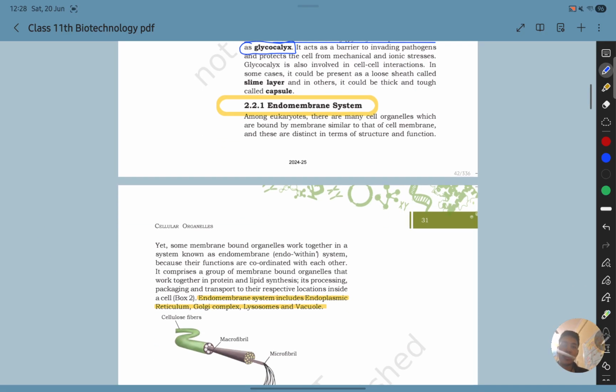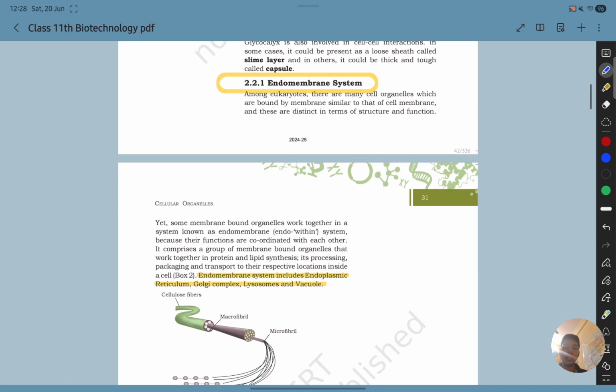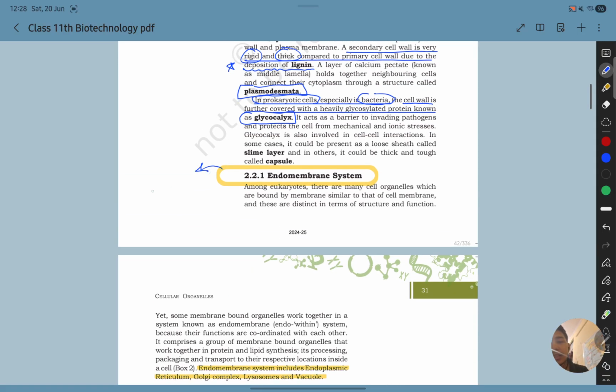Now we are moving to our next topic, the endomembrane system. So what is the endomembrane system? The endomembrane system is simply the organelles which have a membrane-bound structure. Prokaryotes do not have any well-defined membrane-bound organelles. In a cell, the organelles are in a fixed membrane, they have a fixed size and a fixed position, and these are known as the endomembrane system.